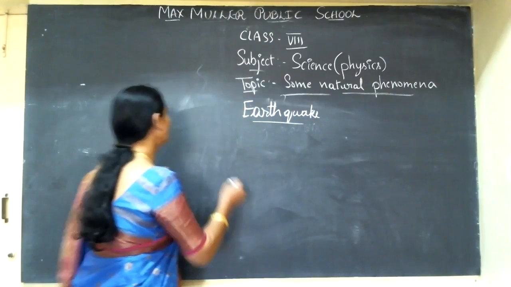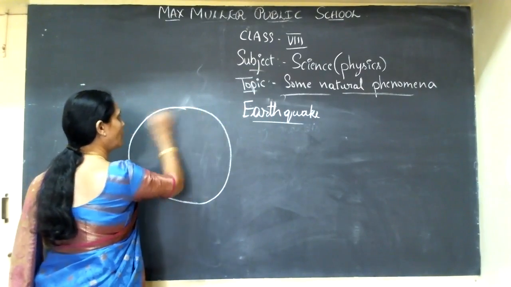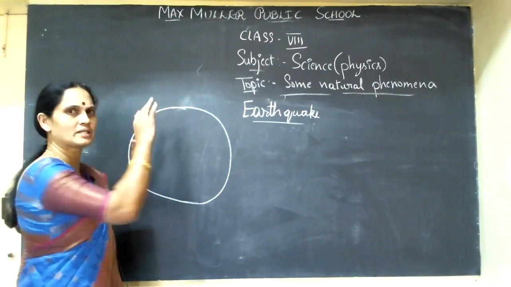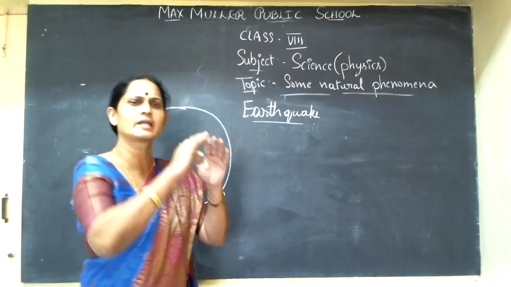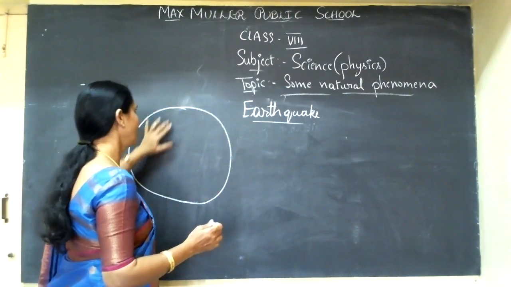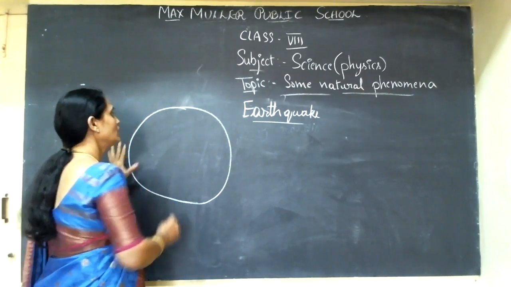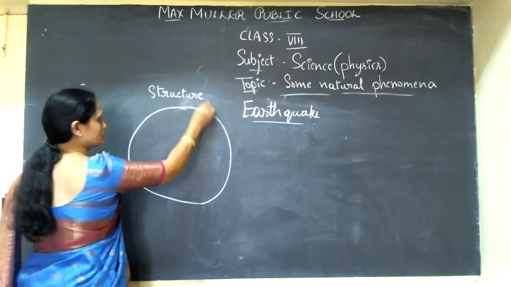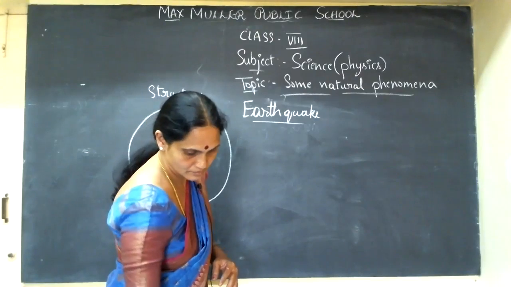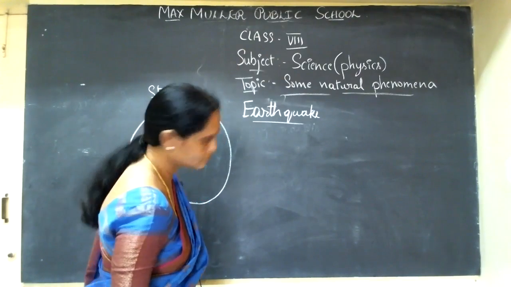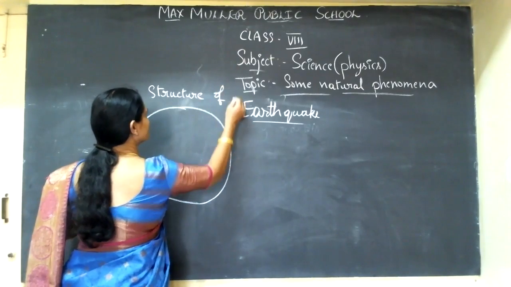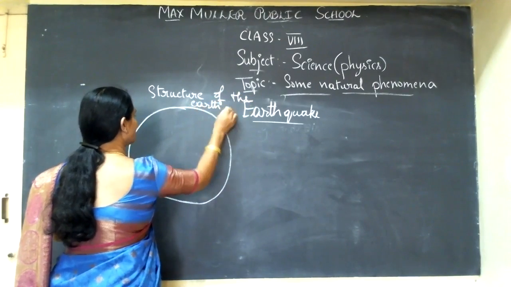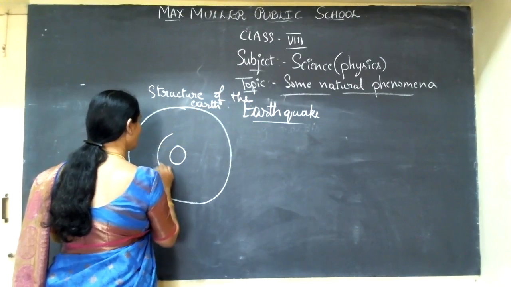We all know, children, that the Earth is almost round, oval in shape, right? We may think it's a single, plain roof covering the Earth. But no, children, see, let us look at the structure of the Earth. How is the Earth structured? It has so many layers.